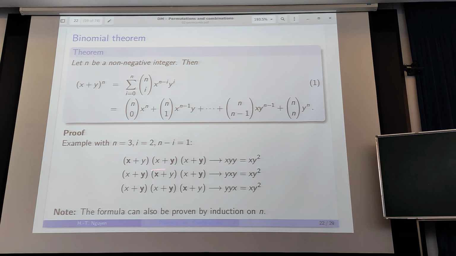Okay, so if you don't like this, you can always use induction, but induction is purely algebraic. I'm not interested in proof by induction because in this course we talk about combinatorics. So combinatorial proofs are more interesting.